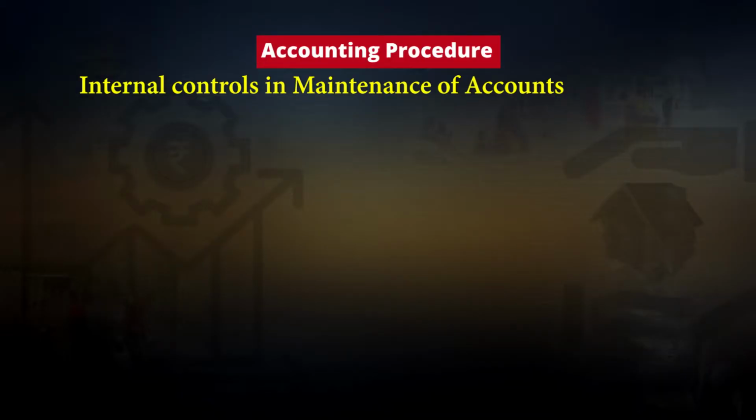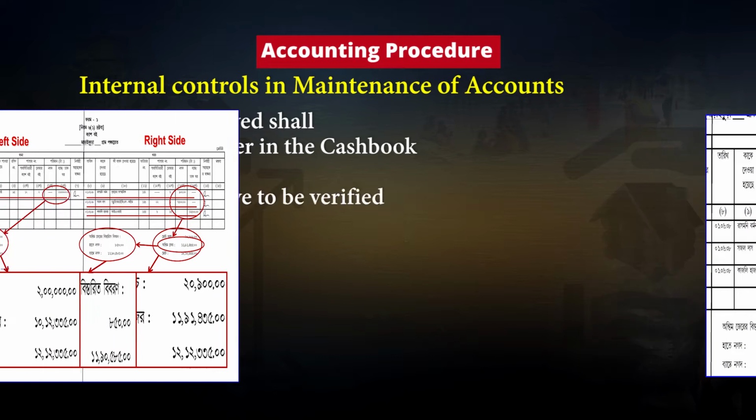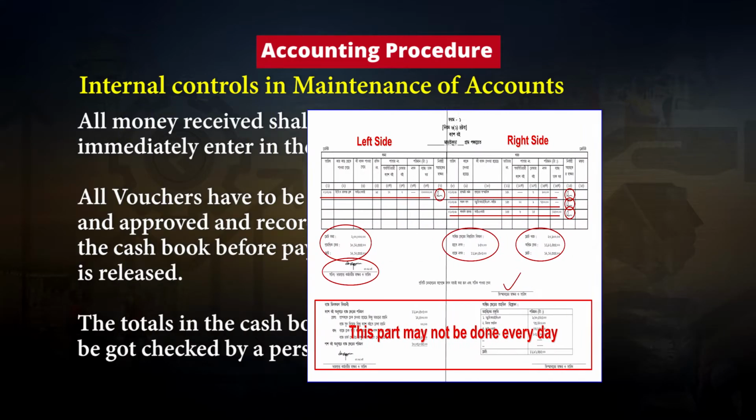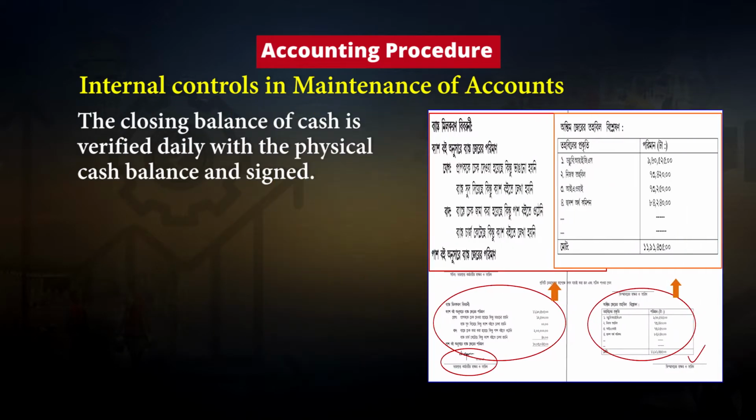Now the second topic, that is internal controls in maintenance of accounts. The general internal controls observed by the Gram Panchayat are mentioned below. All money received shall immediately be entered in the cash book. All vouchers have to be verified and approved and recorded in the cash book before payment is released. The totals in the cash book should be checked by a person other than the person who writes it. The closing balance of cash is verified daily with a physical cash balance and signed.